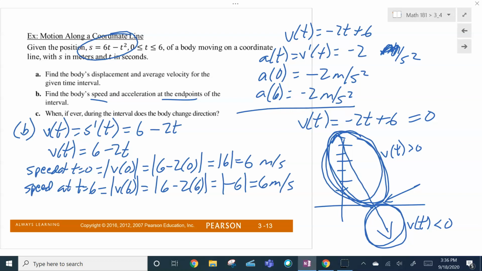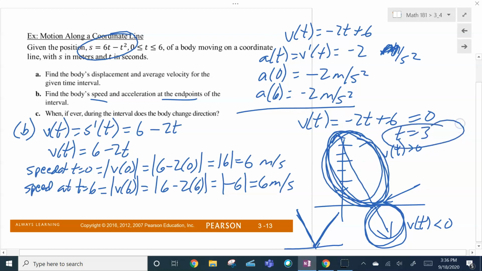Now, if the graph had gone and hit and then gone back up, then it never changed direction. The velocity stopped, but it never changed direction. It has to go from positive to negative, or vice versa, negative to positive. And this one does. It goes from positives to negatives. So you solve this, subtract 6, divide by -2, and so on. You get it at 3 seconds. All right, so it changes direction at 3 seconds on this thing.